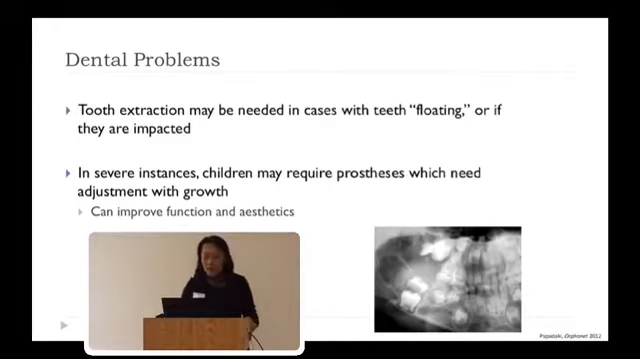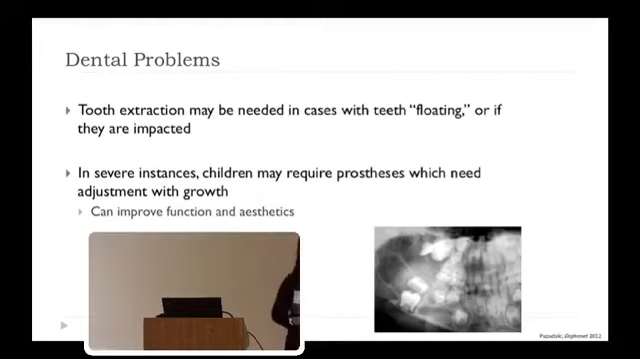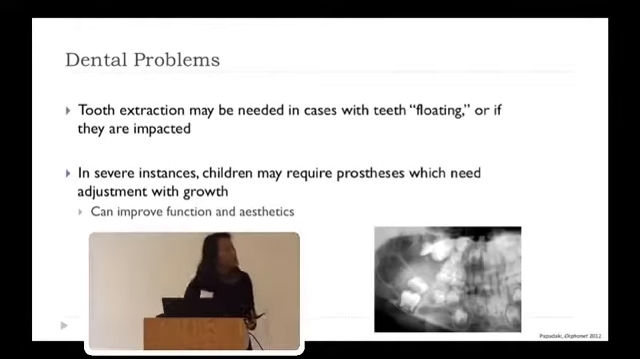This is just an example down below. I wish I could show you. But where the teeth look like they're floating, and that's because the fibrous dysplasia has impacted the tooth buds. In really severe cases, once the teeth have to be removed, a child may need a prosthesis or a crown or a bridge or a small partial denture.